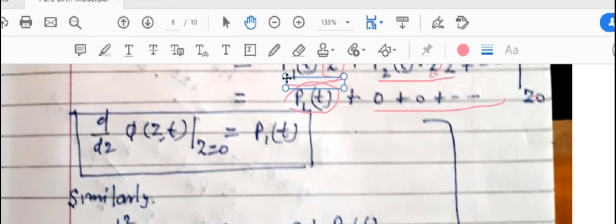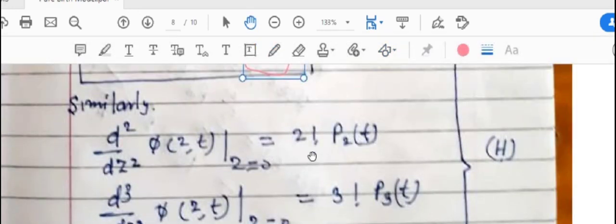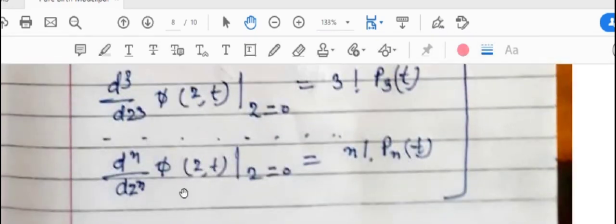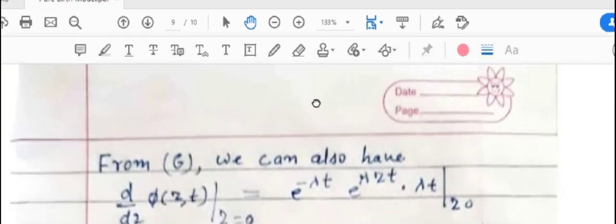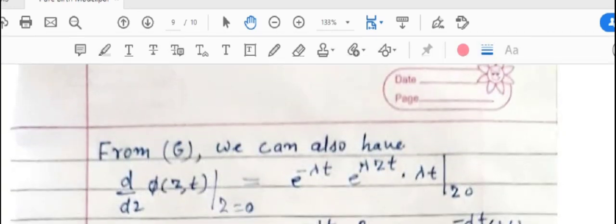the first derivative is P1(t). Something is looking nice. We were interested in the probability like this because this must generate it. Similarly, the second derivative is given like this, and the third derivative, and the nth derivative is n factorial times Pn(t). In this way we have taken derivatives from the first up to the nth, and we have got the values in terms of the probability.